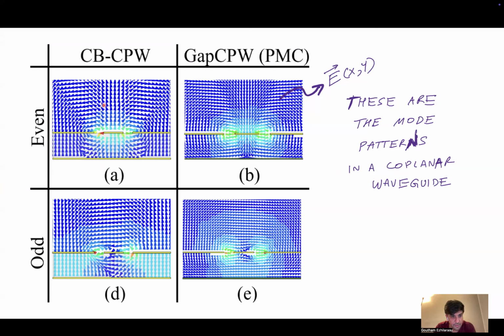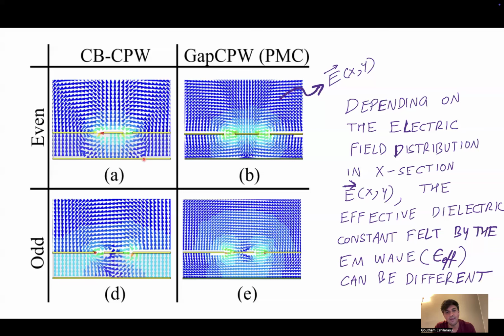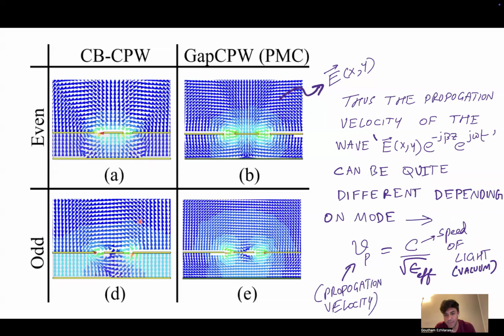And as you notice here, the field configurations are very different electric field profiles in the cross section. And so each one of these modes will end up having a very different effective dielectric constant in this waveguide. And because they have a different effective dielectric constant depending on the mode, each mode will have a different time of flight. Each mode will have a different phase velocity, which is given by c over the square root of epsilon effective.